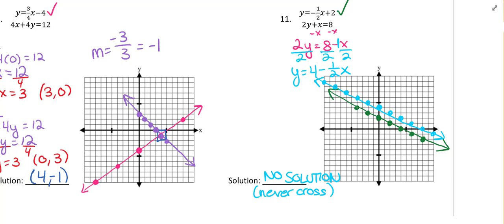But when I change it to slope-intercept form, I can see that, in fact, these two lines are never going to cross each other. We're going to learn this a little bit later, but they have the same slope. So therefore, they're never going to cross. You can see in their picture they never cross. So the answer to this is no solution.